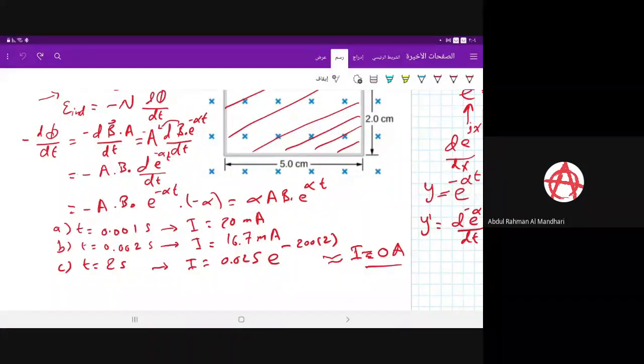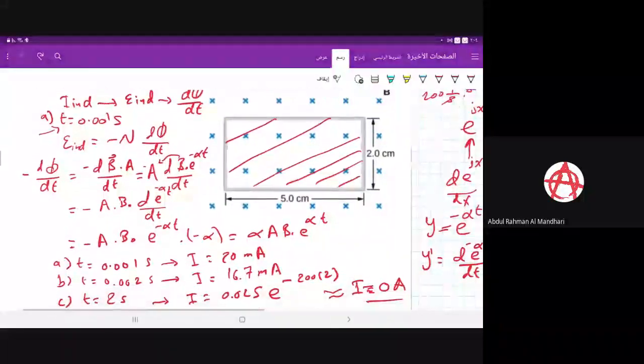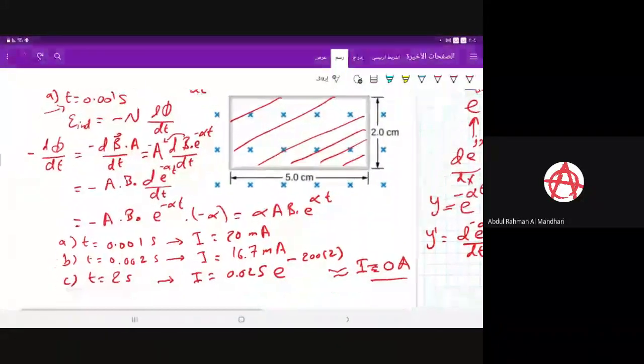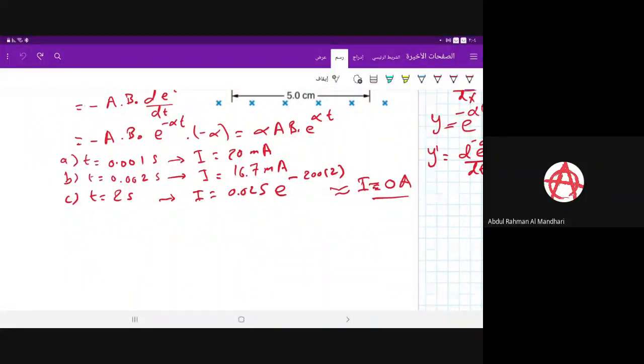And this, from physics, is really something that we can feel, because if we have an exponential negative number and then there is no magnetic field, there is no that much flux. That means there is no induced epsilon, so that means there is no induced current.